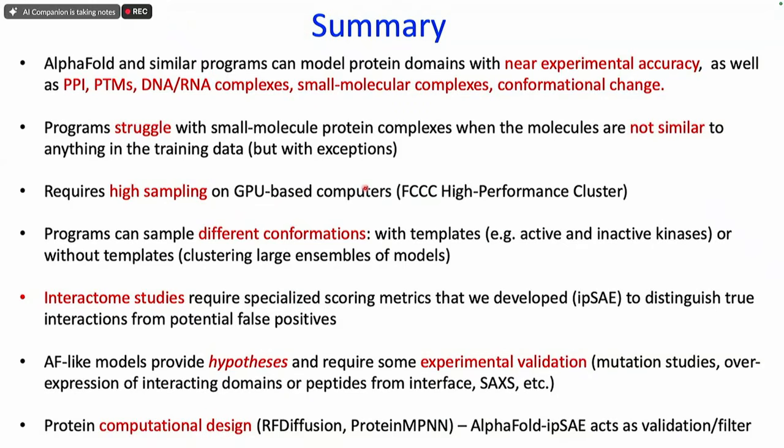I'm willing to help anybody who is listening online or here. If you want us to help you model a particular protein, I'm certainly willing to do that. And we can run calculations on our computers.